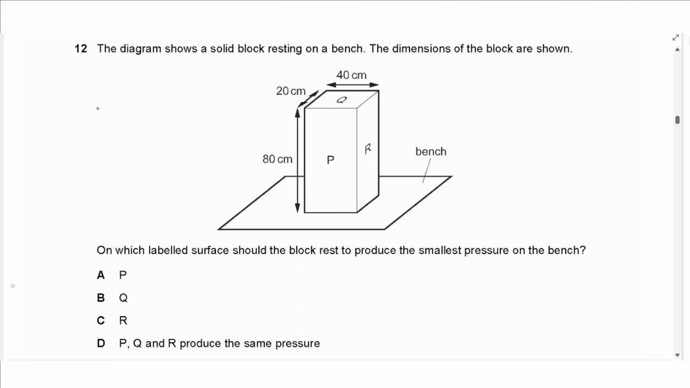Question 12 says, the diagram shows a solid block resting on a bench. The dimensions of the block are shown. It's 40 by 20 by 80. And we have different faces, P, Q, R. On which labeled surface should the block rest to produce the smallest pressure? Smallest pressure means the largest area. Since the weight, which is the force, is the same, we need a larger area to create a smaller pressure. So the largest area would be 80 multiplied by 40. This 40 can be the side on this part, so it is face P. So the answer is A.